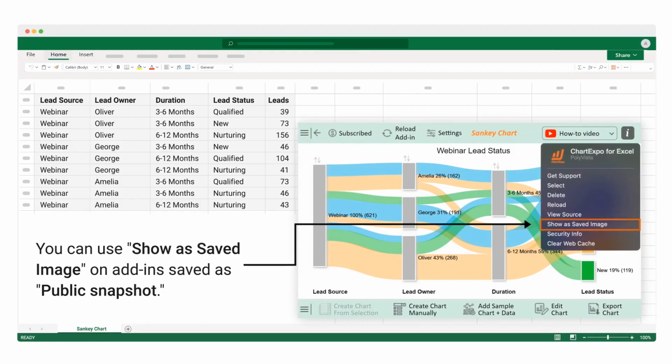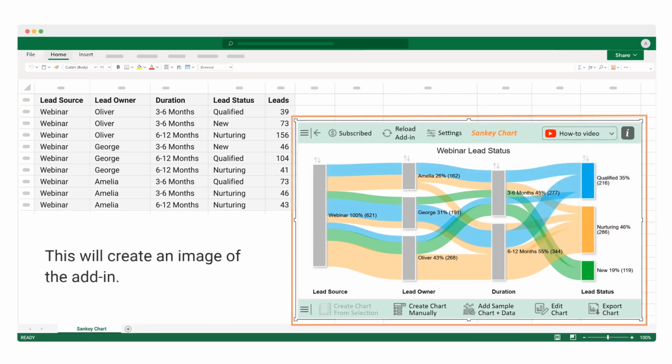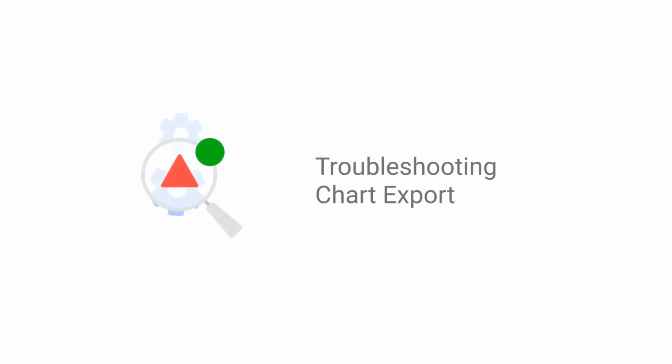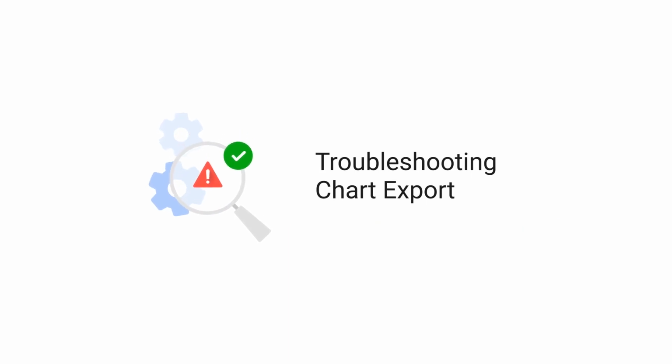You can use Show as Saved Image on add-ins saved as Public Snapshot. This will create an image of the add-in. Press Command+C keyboard shortcut to copy the image. Troubleshooting chart export.